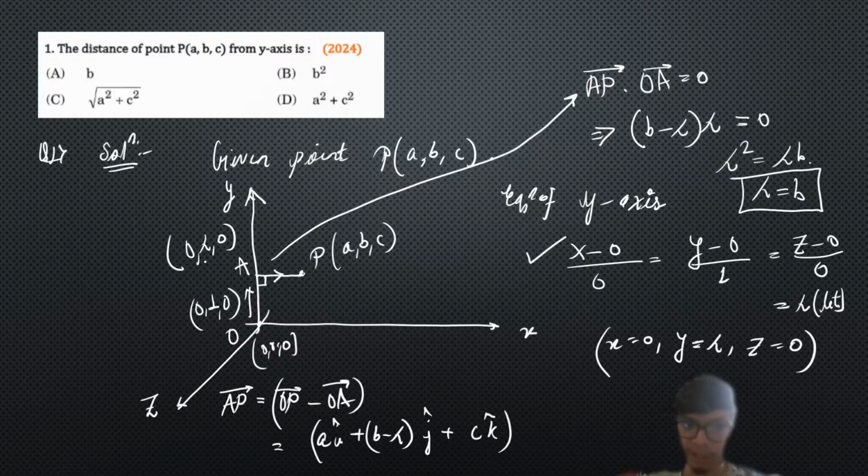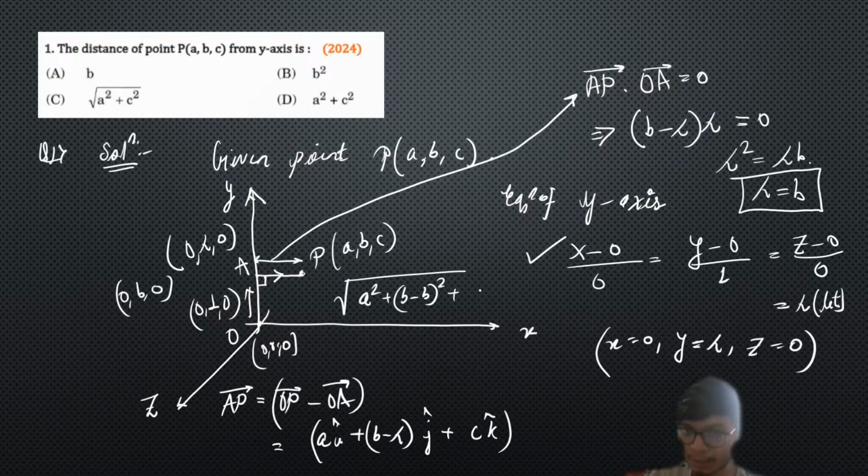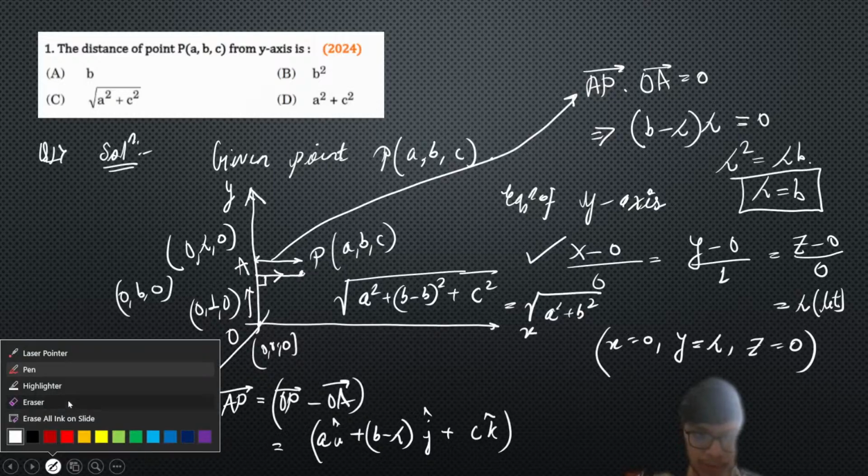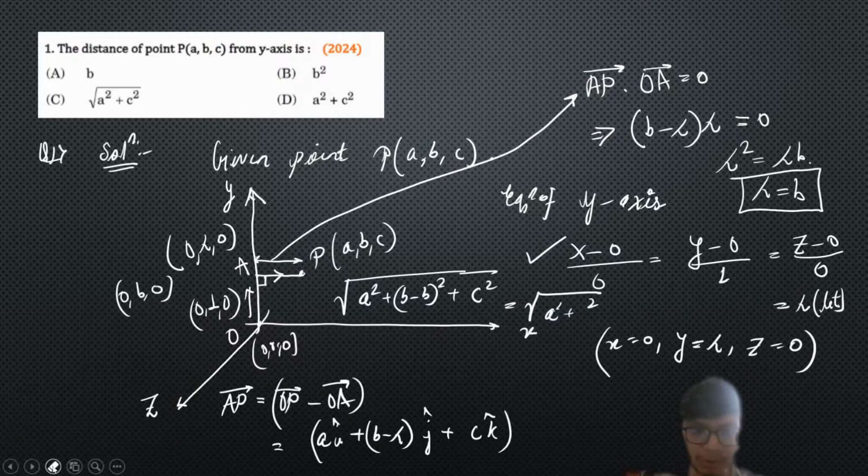So now if I have the coordinate of point A as 0 comma B comma 0, therefore I can easily find the distance of this point A to P. The distance of A to P will be simply given as square root of A square plus B minus B whole square plus C square, right? So that is going to be my answer. That's going to be square root of A square plus C square, right? So that is how you are going to understand the problem.